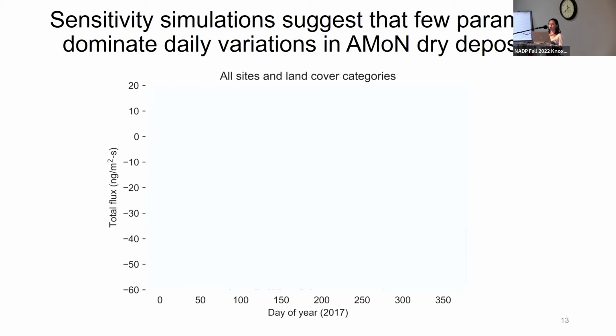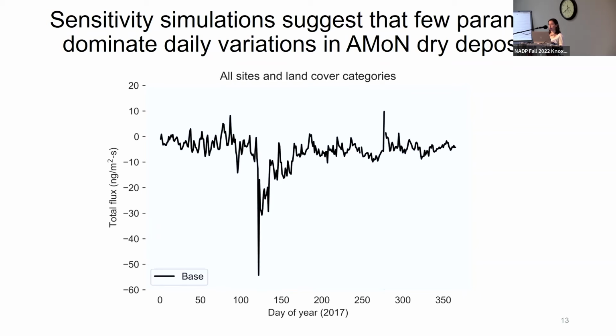Okay, so looking across these sensitivity simulations, we find there are a few parameters that emerge as most influential over the annual dry deposition budget across AMoN. So first, I just want to get you oriented to this plot. There's going to be a lot of stuff on it, but I'll try and step through it so it's a little bit more digestible. I'm going to show daily average simulation values, and what's shown on the x-axis is day of year for 2017. The y-axis is the total flux, and first I'll show our base case simulation. This is across all of the AMoN sites.